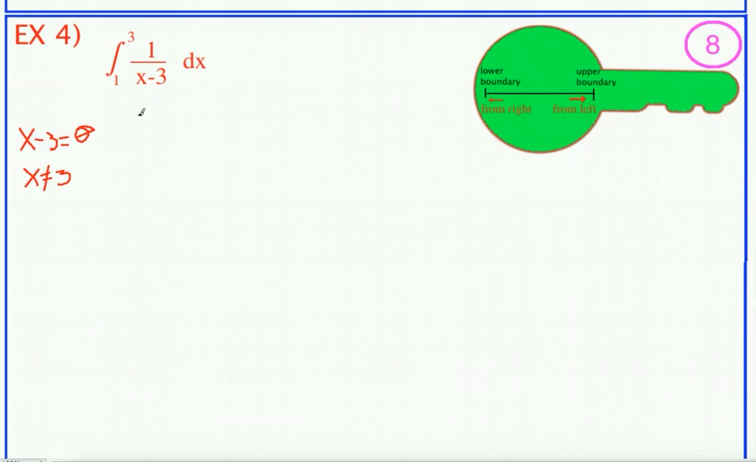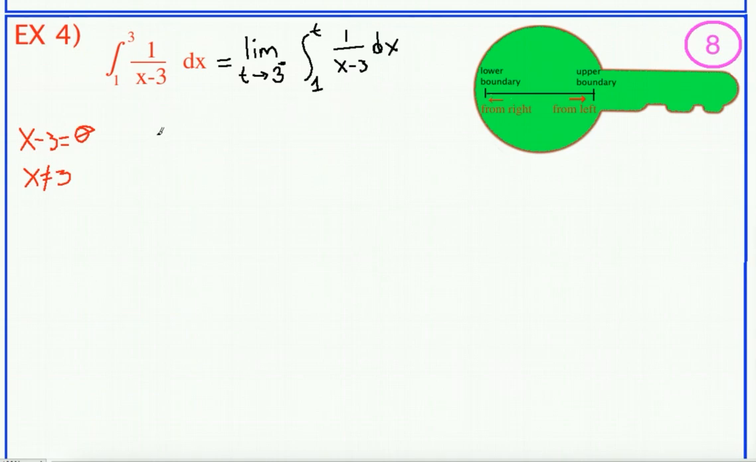So we're going to convert this integral into limit as our first step. Let's do that. So limit as t is approaching to 3 from the left. Why? Because this is our upper boundary, and whenever you have upper boundary, you're approaching from the left. If you have vertical asymptote on the lower boundary, you're approaching from the right. So limit as t is approaching to 3 from the left, integral from 1 to t, 1 over x minus 3 dx. Our step 1 is done.